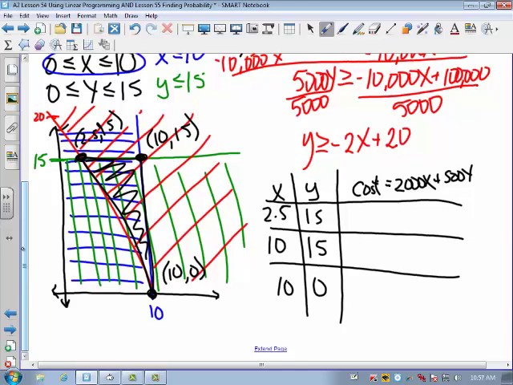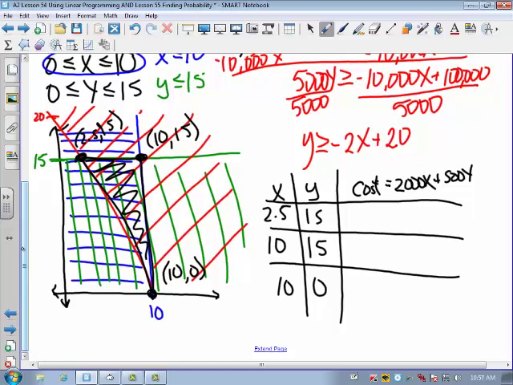Does everyone understand where I have gotten this information? Everybody good? Okay. So, I took the 3 vertices. All the vertices. Sometimes you'll have more than 3. Does not matter the order. Okay, now what we're going to do is we're going to take our x and y, plug them into our cost function to find the cost.